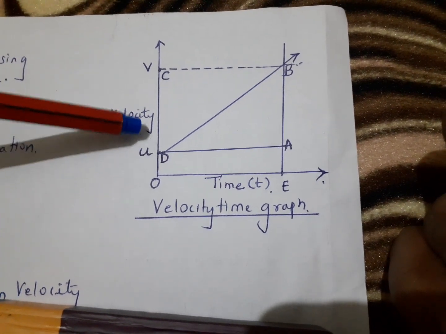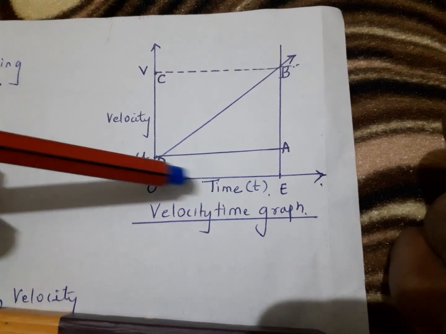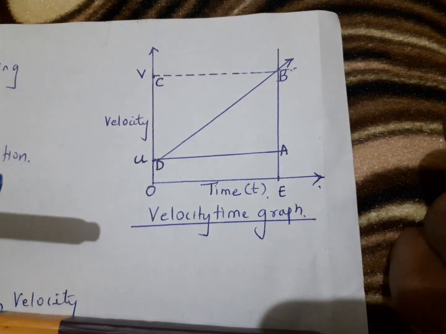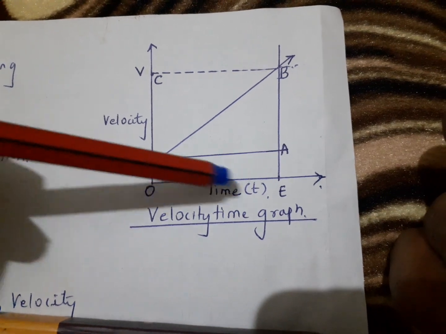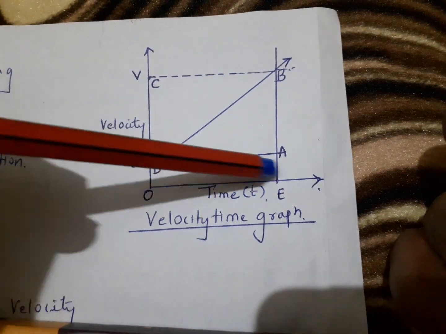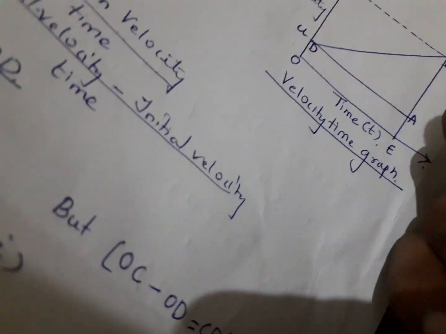As you can see here, the displacement we calculated last time is nothing but DOEB. So DOEB is the total displacement we carried out. But what is this figure DOEB? It is basically a trapezium. These are the two parallel sides I can see, and this is the height of the trapezium. So we are going to use the formula of trapezium to calculate that.